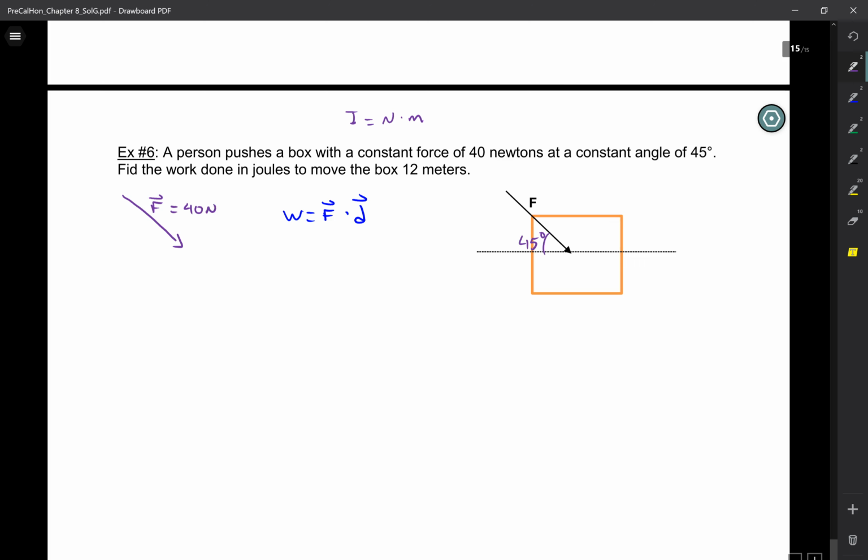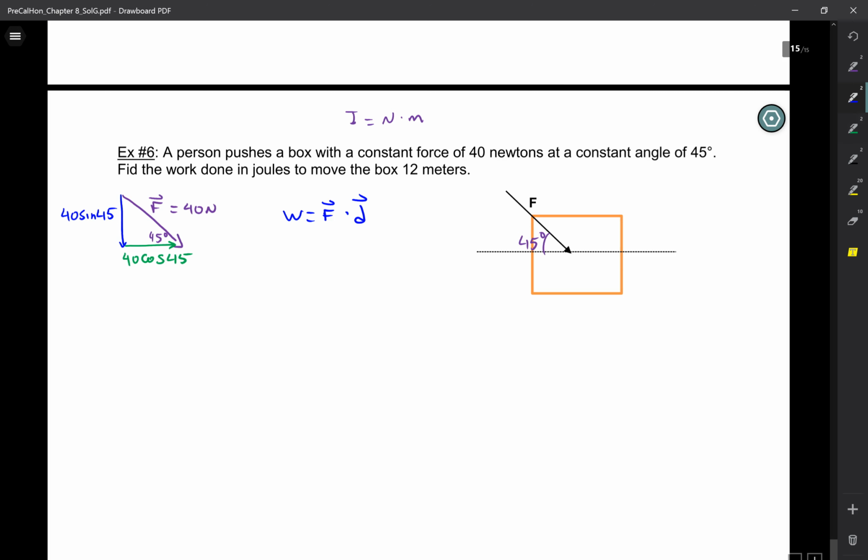And it's 40 newtons. Now, there is a vertical component and there is a horizontal component. This angle is 45 degrees. The horizontal component happens to be adjacent to the angle, so it's cosine. So this is 40 cosine 45. This is 40 sine 45.